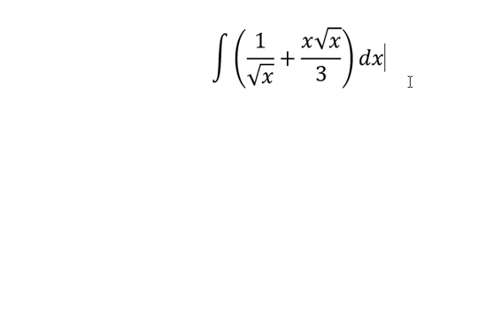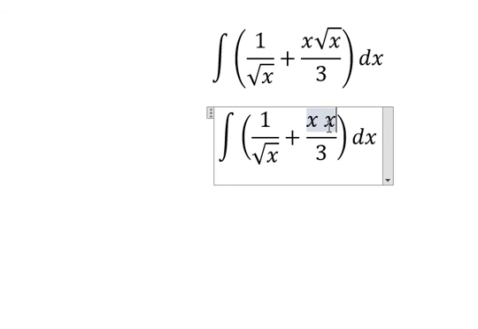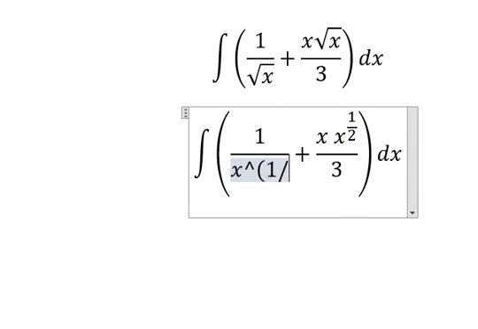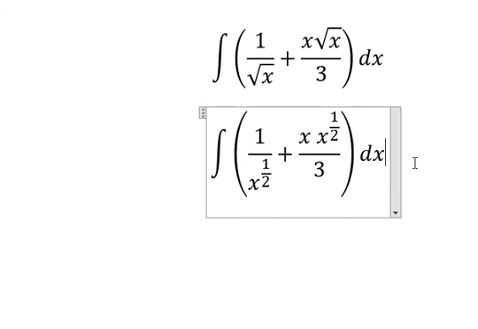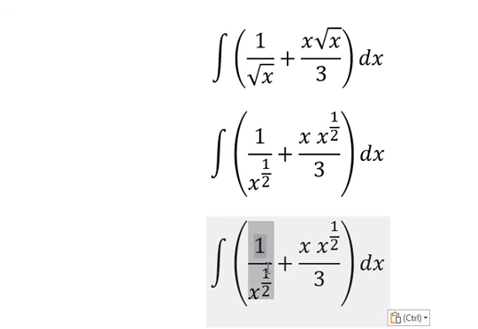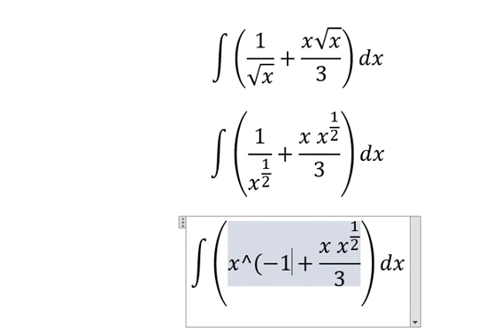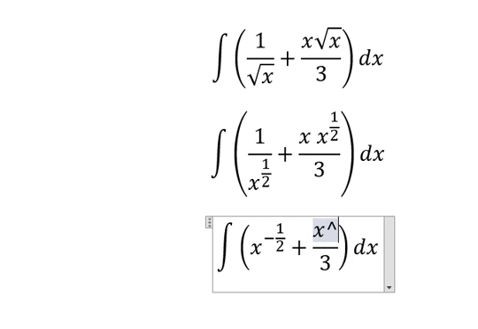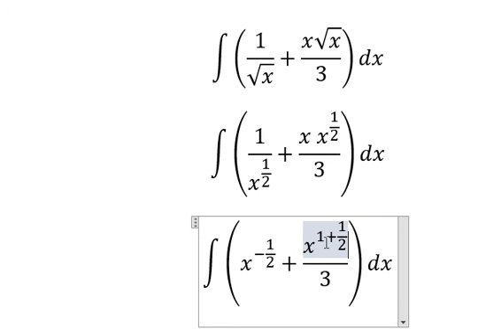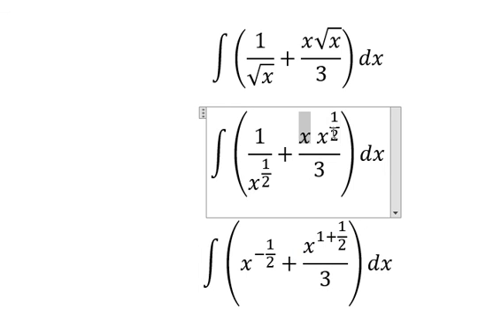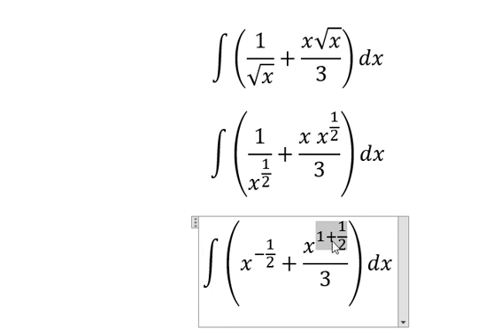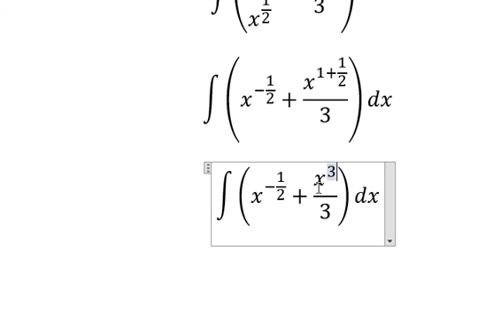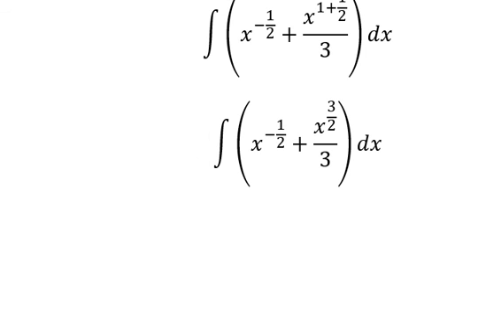The last one. This one we have s to the power of 1 over 2. Similar for this one. And now, this one we have s to the power of negative 1 over 2. This one we have s to the power of 1 plus 1 over 2, because this one multiplied by this one, so we have 1 plus 1 over 2. And that is about 3 over 2. And now we have the final answer.